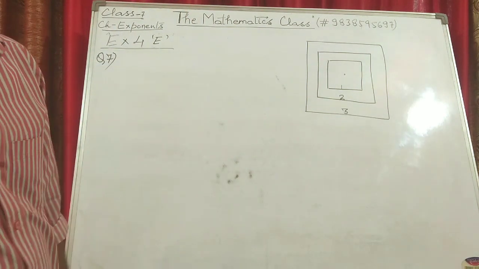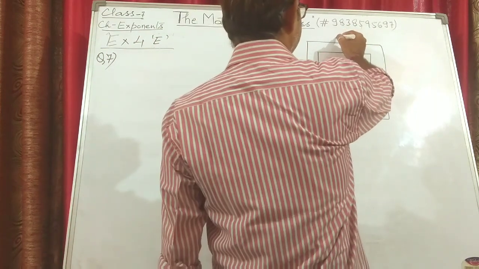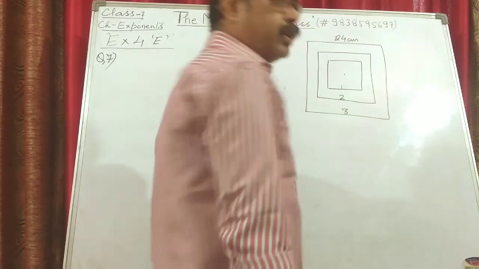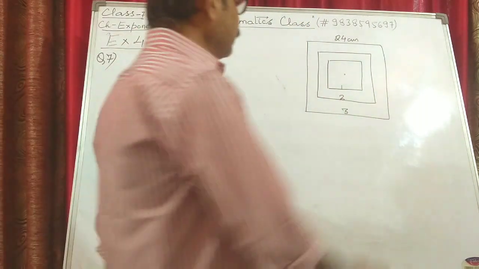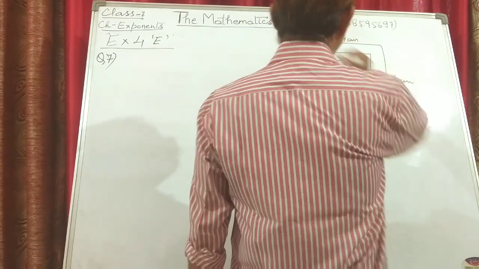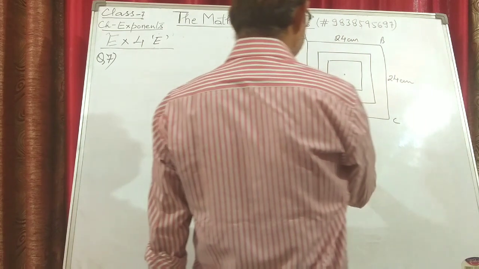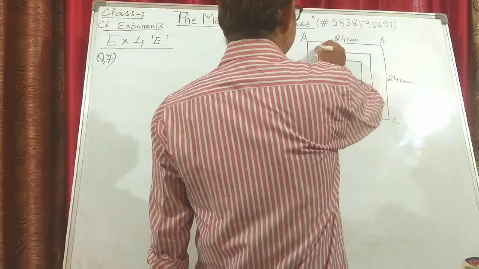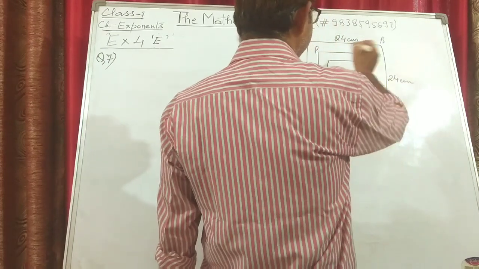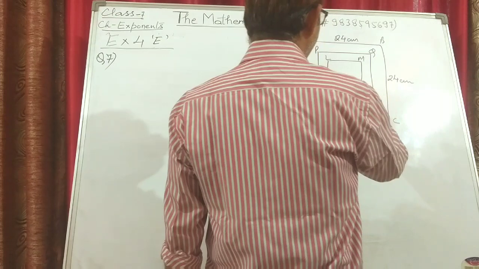They say if the side length of the largest is 24 centimeter, means length of this is 24 centimeter. We know that in a square all the sides are equal, so length and breadth are equal, so this is also 24 centimeter. Let us name it as A, B, C, D, outer square. Inner let us say P, Q, R, S, and most inner is L, M, N, O.